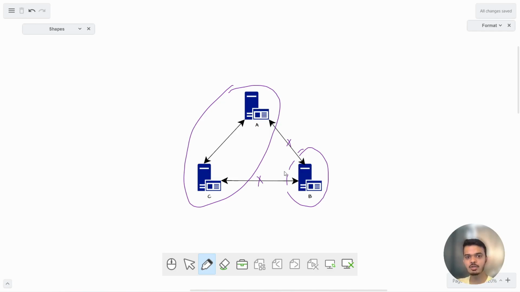What is meant by partition tolerance? Partition tolerance means that in spite of having a partition in the network, the system should remain operational. That is, if users request some data from B, node B should be able to respond. If users request data from node A or node C, they should be able to respond. That is what is meant by partition tolerance.